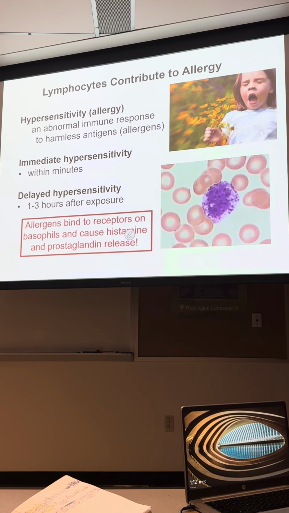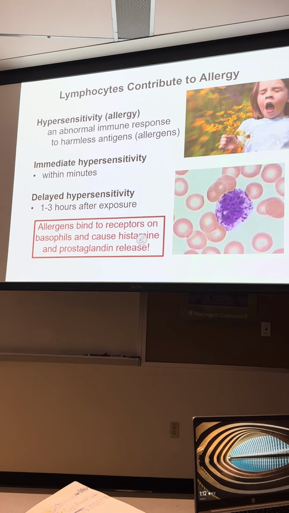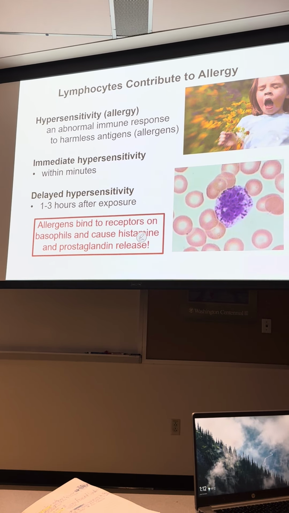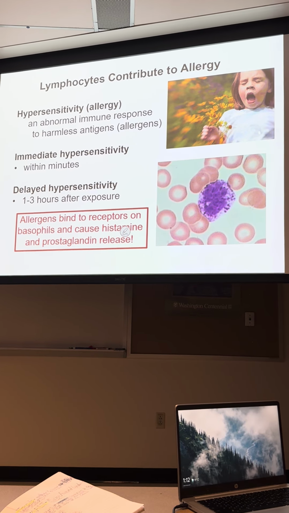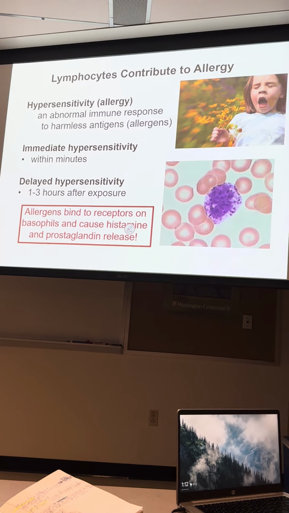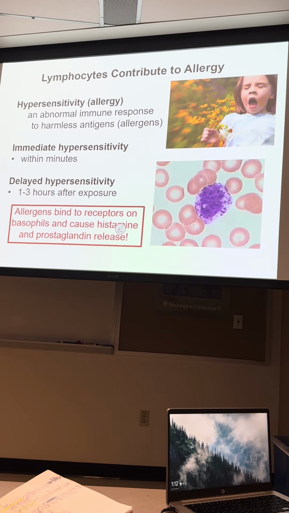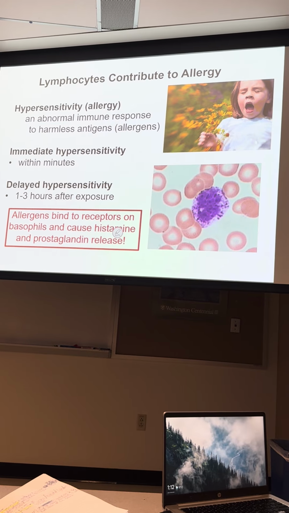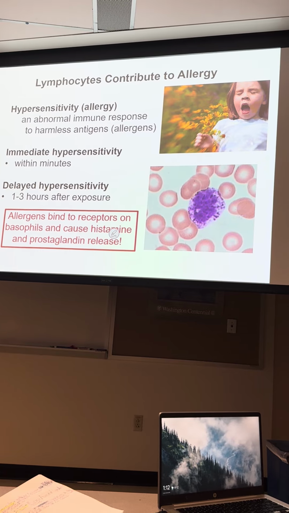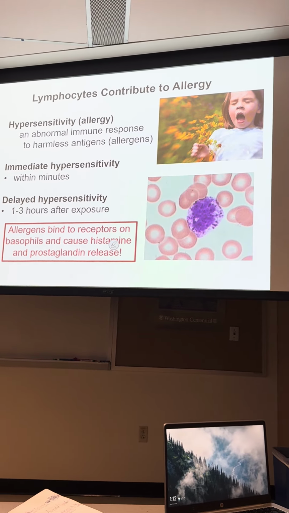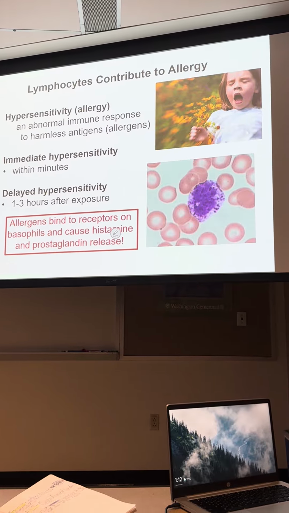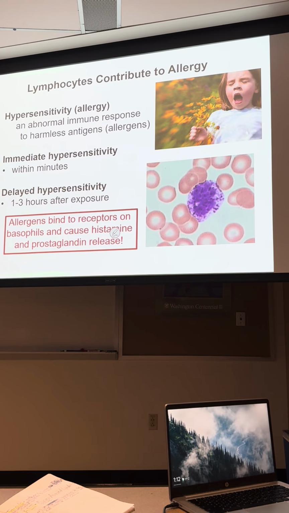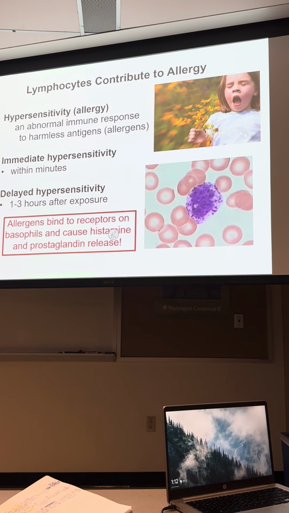Hypersensitivity, allergy, okay? This is where you have an abnormal immune response to a harmless antigen. Pollen. Is pollen really out to kill you? No. But some people's bodies think it is out to kill them. I'm allergic to anything dog, anything animal, right? My body thinks it's going to murder me, right? So allergies, abnormal immune responses to harmless antigens, right?